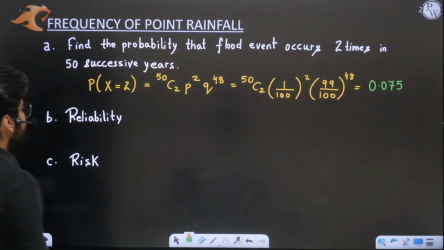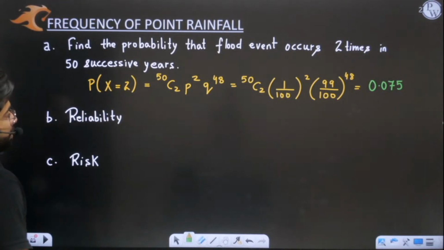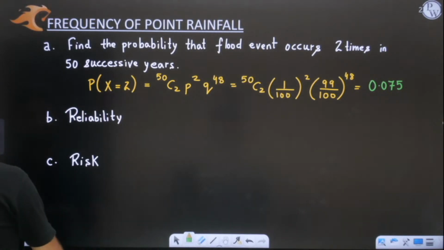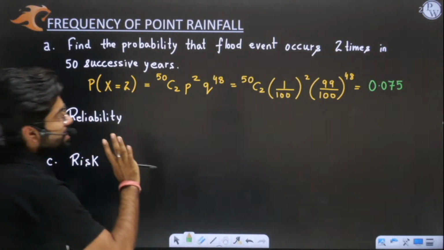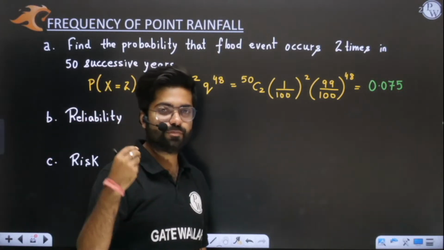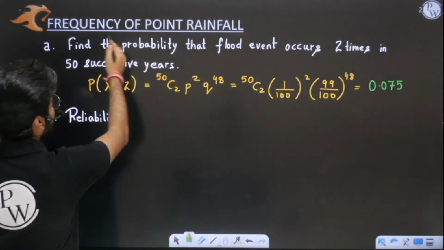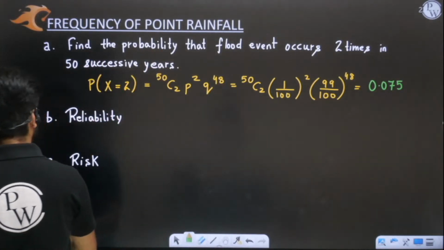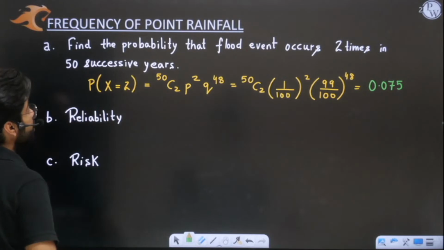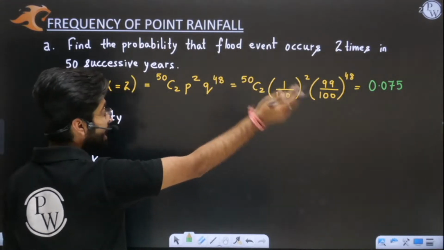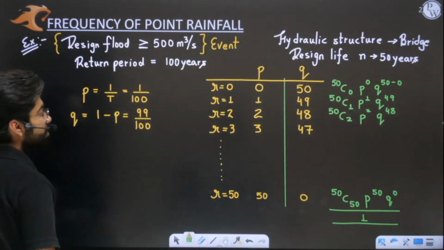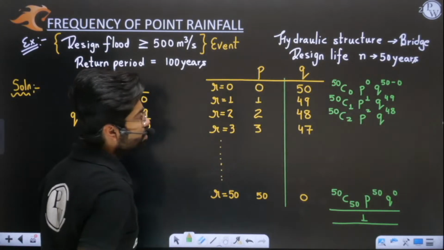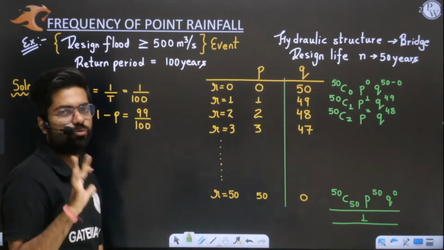Now sir, tell me what is reliability and what is risk. For reliability and risk, I am simply expecting that you are familiar with this concept. Whenever such a question comes, they can also ask you to find the probability that a flood event occurs 3 times, or 4 times, out of 50 times. So this probability you can simply find. I have explained it to you with the help of a beautiful example.